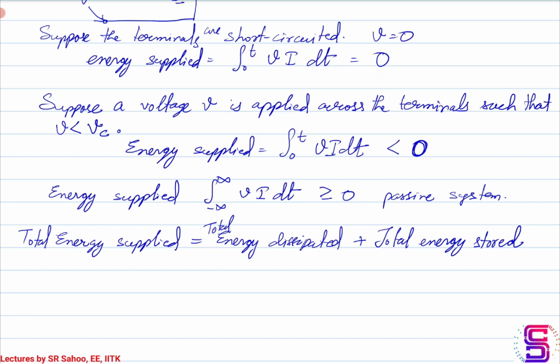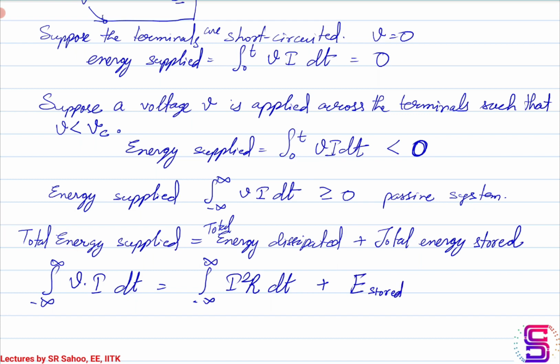So essentially, for an electrical circuit, this would look like: the total energy supplied is equal to the total energy dissipated plus the total energy stored.